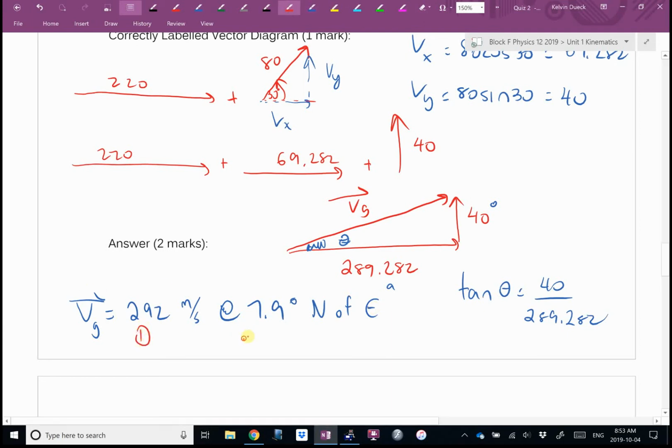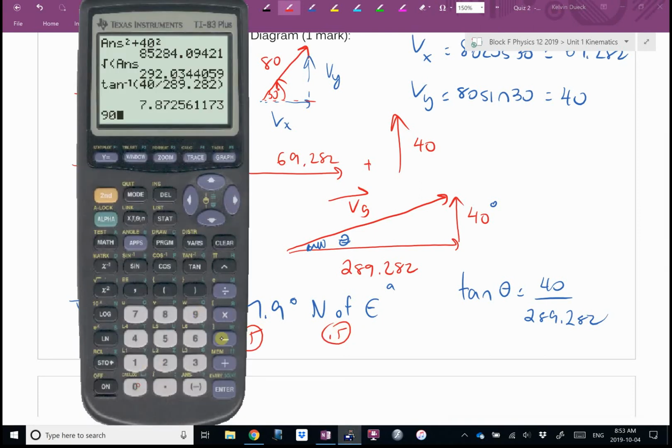One mark for the magnitude, half mark for the theta, half mark for the what of what, and of course, you could also have gone 82.1 degrees east of north.